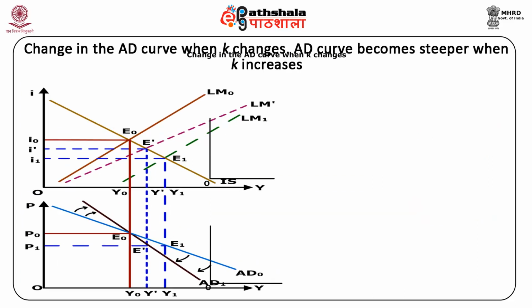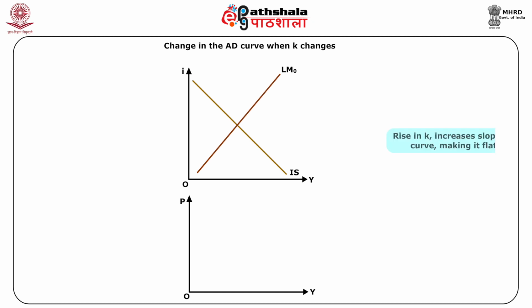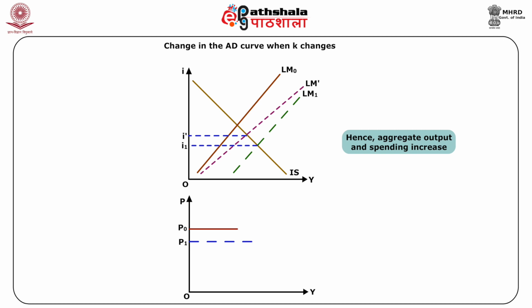To visualize it graphically, refer to the given figure. A rise in K increases the slope of LM curve, making it steeper. Thus, when price level falls from P0 to P1, LM curve has to shift from LM0 to LM1. But instead, due to the increase in K, LM curve tilts to LM dash. Thus, interest rate decreases only up to I dash instead of I1. Hence, aggregate output and spending increase to Y dash instead of Y1.